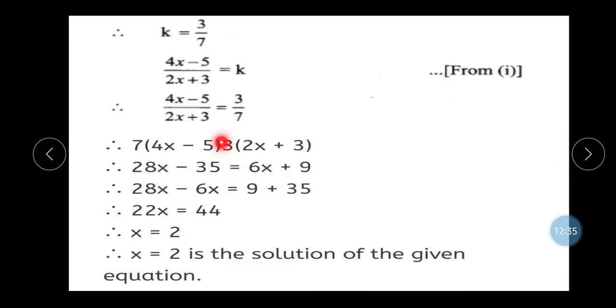Now we will add 35 to both sides and subtract 6x from both sides. We get 28x minus 6x is equal to 9 plus 35. 22x is equal to 44. Dividing both sides by 22 we get x is equal to 2. Therefore x equals 2 is the solution of the given equation.